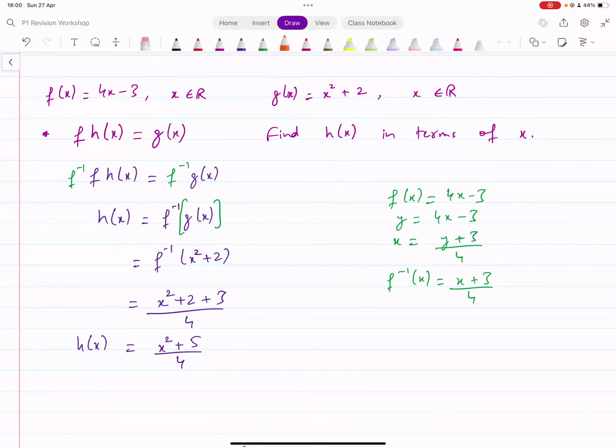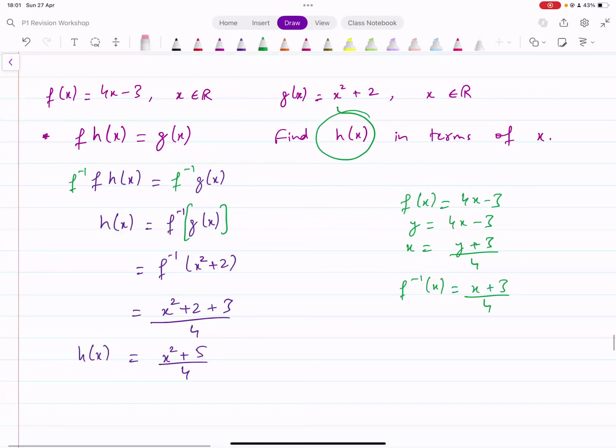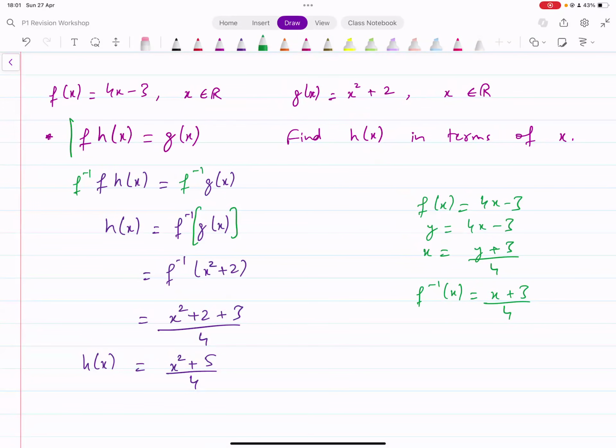Okay, now sometimes what you end up getting in these problems, in recent papers you'll find this multiple times, is this: if you have a function f of x equals 4x minus 3 and another function g of x equals x squared plus 2, and you are given that f h of x is equal to g of x, and you want to figure out what the function h of x is in terms of x. So we are given this equation, f h of x is equal to g of x. And what we have to find out is the function h. So we want to make h of x the subject somehow. Now, how can we do that?